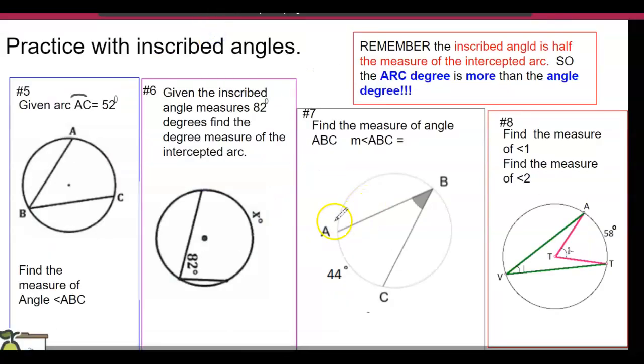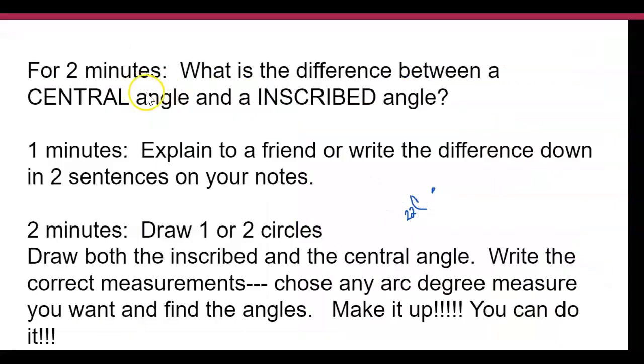So to recap what we learned, the inscribed angle, this angle right here, is half the arc. So half of 44 is 22. That's it. You just have to divide by 2, or you multiply by 2 if you need to find the arc measure. Okay, so think about this for about 2 minutes.